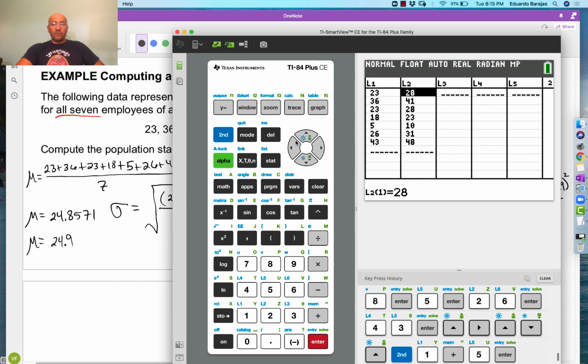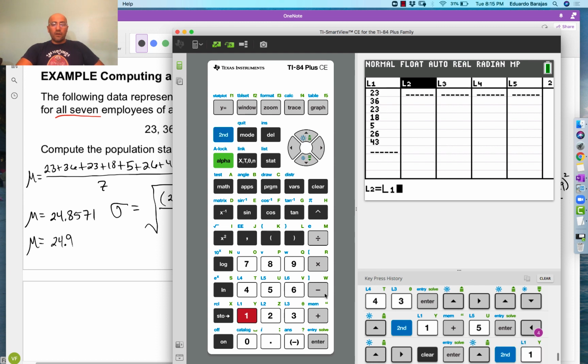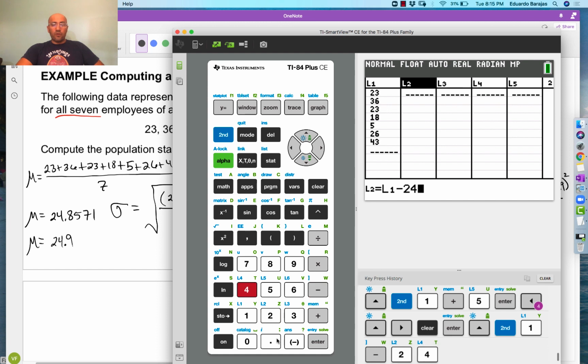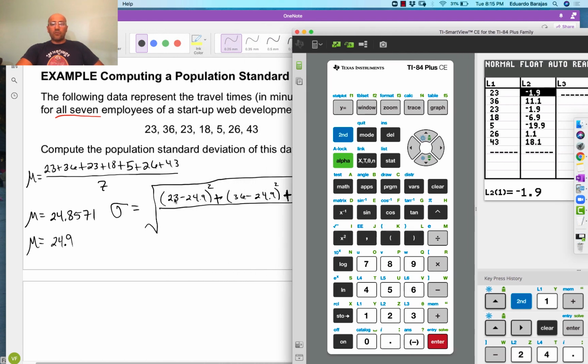Right? Okay, so what do I want to do? I want to subtract. Let's go up to L1. Let's hit clear, enter to erase everything. Now let's go up here and I'm going to do L1 minus 24.9. Enter. See, this easily calculates all of these differences. 23 minus 24.9, that's going to be minus 1.9. And 36 minus 24.9, that's going to be 11.1. And so on and so forth. So it makes it easy to think about what all those individual results are.